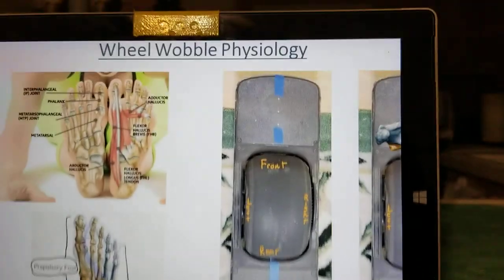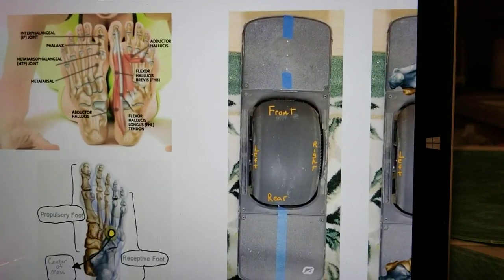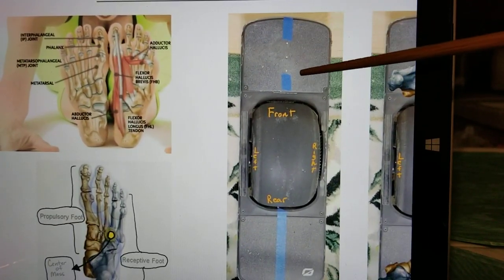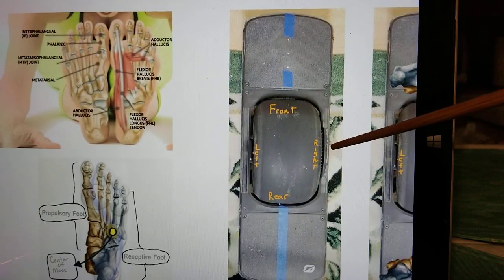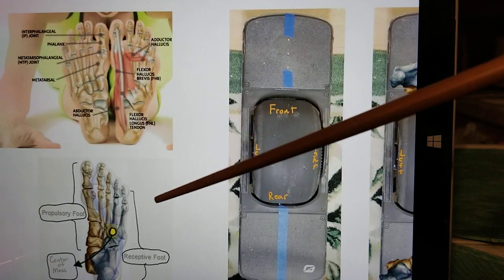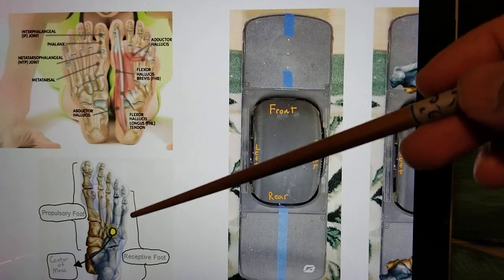So this is my OneWheel Pint, and I've labeled it here. You have the front, you have the rear, and then of course the left and the right side here. So let's start with the left foot, which is this foot here.